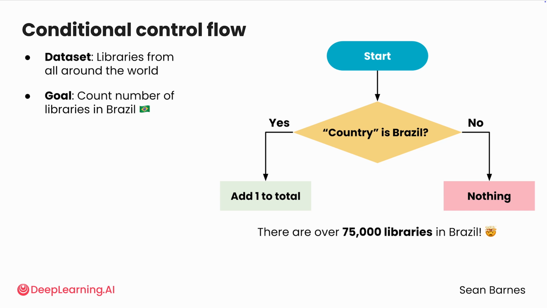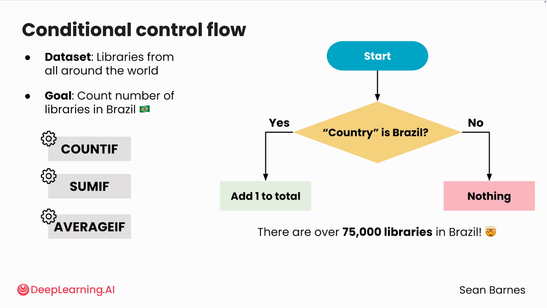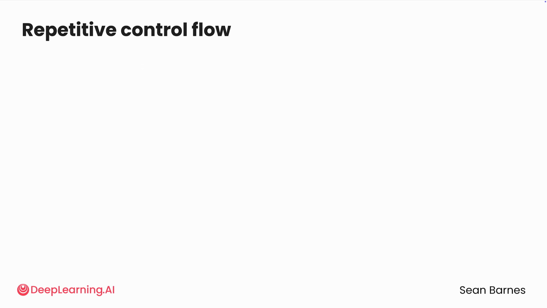Remember that you've already encountered conditionals in spreadsheets. Functions like countif, sumif, and averageif handle different conditions. For example, countif could handle this exact library task in a spreadsheet, counting up the rows where the country is Brazil. Next up, you have repetitive control flow.